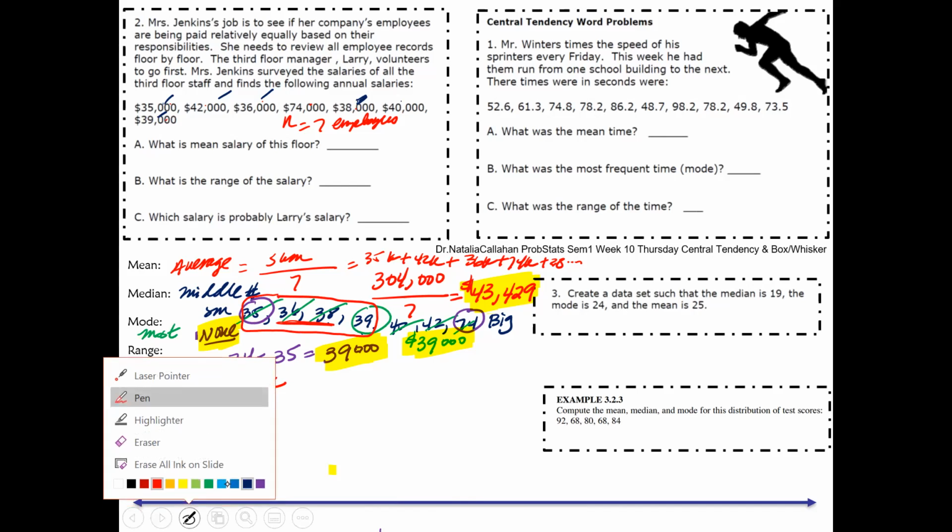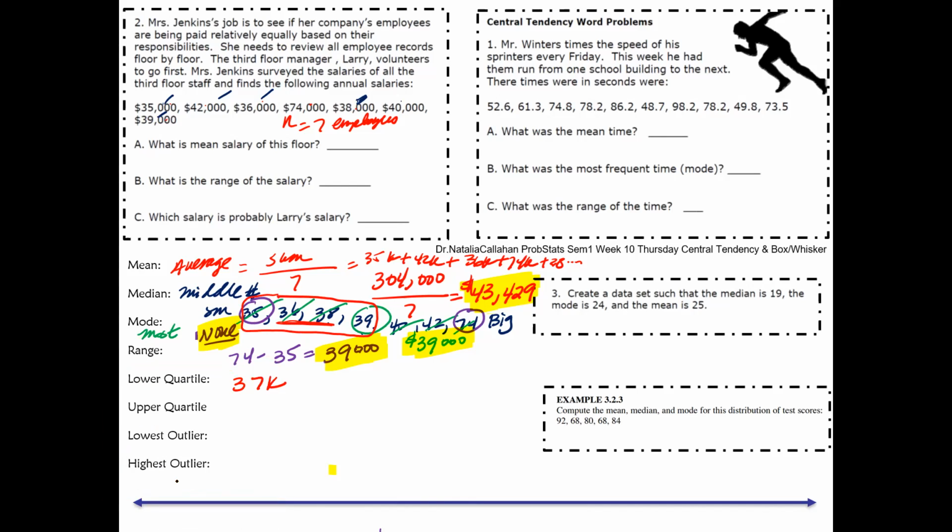Now your upper quartile is going to be the middle number of the upper side. So that's between 40 and 42. So that's going to give you 41,000. Lowest outlier is the smallest number, that's 35,000. Highest outlier is going to be your 74,000.